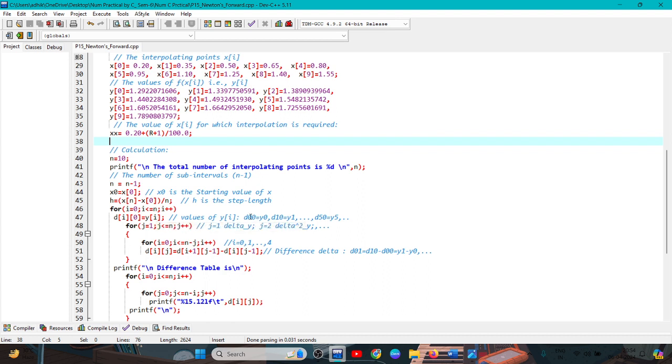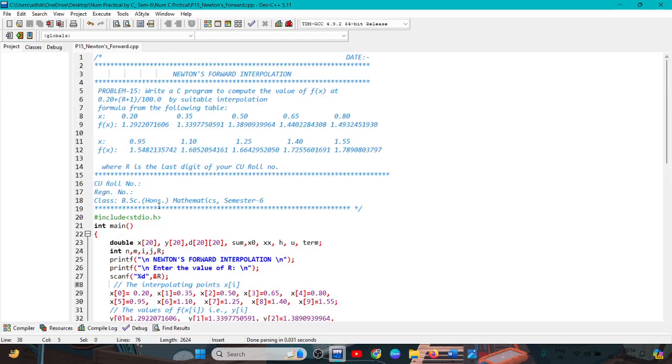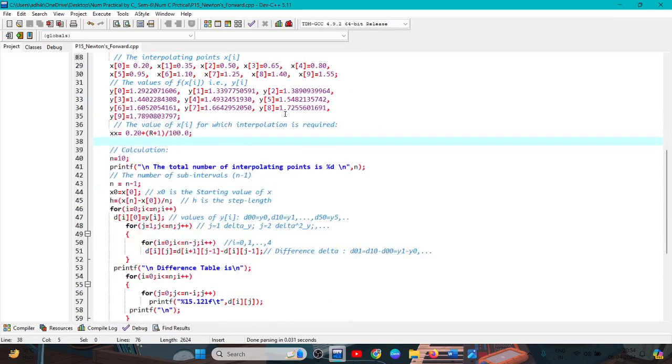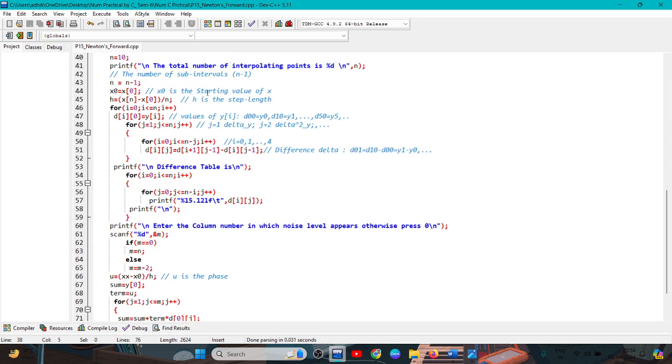So d00 gives the value of y0, d10 is y1, and d50 up to d90 is equal to y9. So di0 actually gives the first values of fx, the values of fx for this di0.